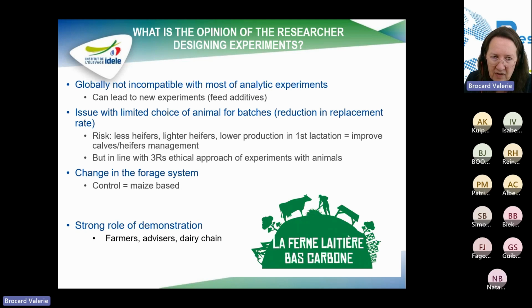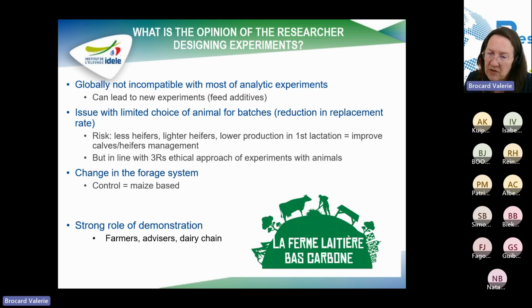You need very good calf and heifer management, but it's completely in line with the 3R's ethical approach of experiments, where you are asked to decrease the number of animals involved. For us, we had to change part of our forage system to make a production system with a different share of maize and grass, but it's possible.